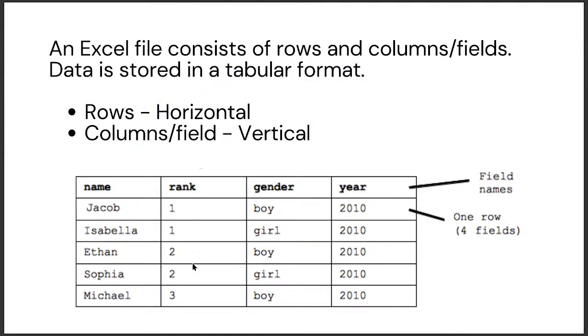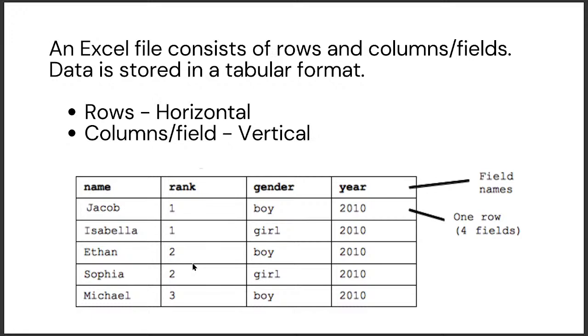First, let's talk about an Excel file. Basically, an Excel file is structured in the format of rows and columns. So an Excel file consists of rows and columns, which are sometimes referred to as fields. Data is stored in a tabular format, as you can see here, and each table comes with a header, and you have individual rows. The rows are placed horizontally, and the columns are placed on the vertical axis. So an Excel file is just a tabular array of data.